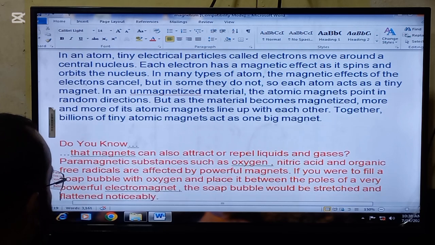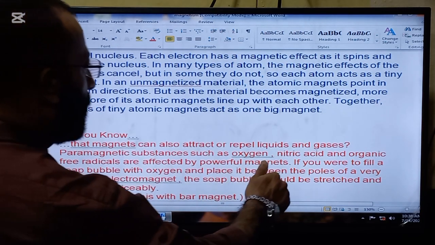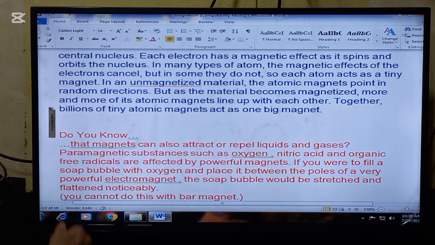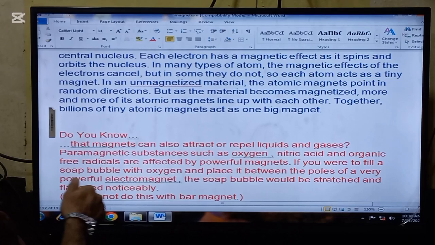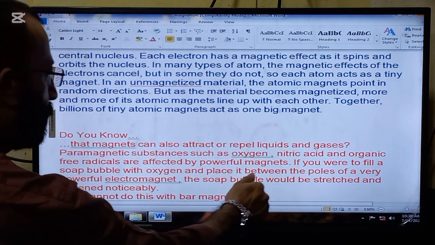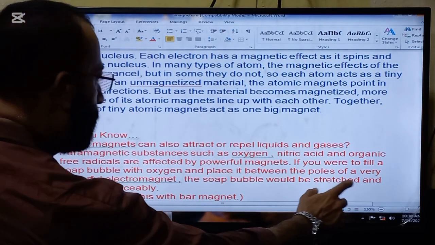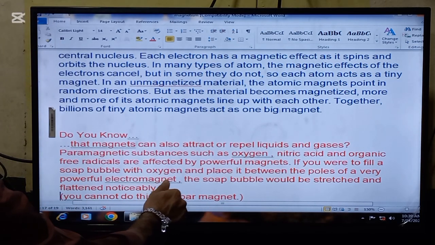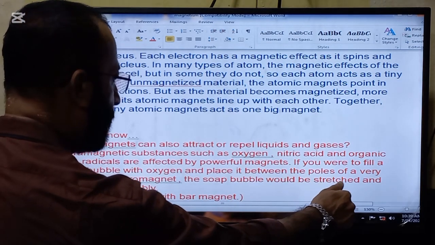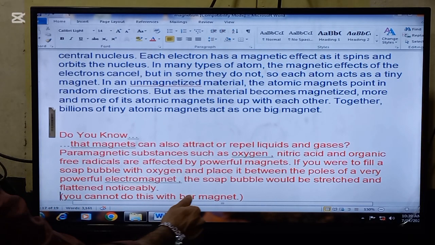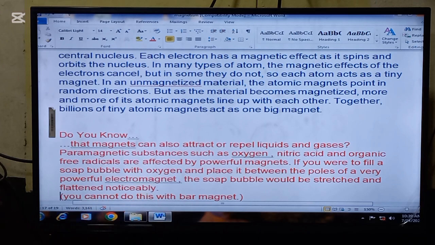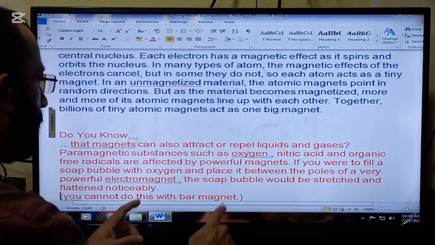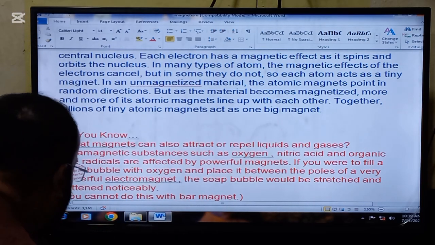Do you know that magnets can also attract or repel liquids and gases? Paramagnetic substances such as oxygen, nitric oxide, and organic free radicals are affected by powerful magnets. If you were to fill a soap bubble with oxygen and place it between the poles of very powerful electromagnets, the soap bubble would be stretched and flattened noticeably. You cannot do this with a bar magnet. So electromagnets will be required for this process.